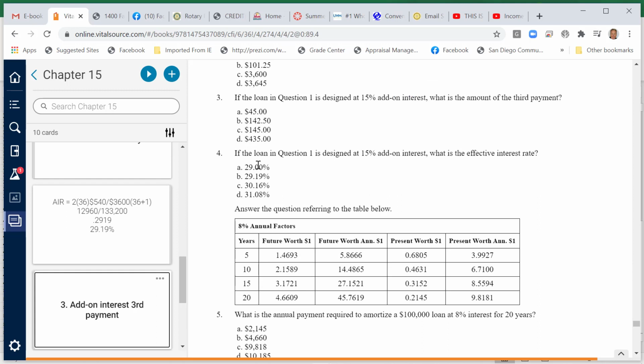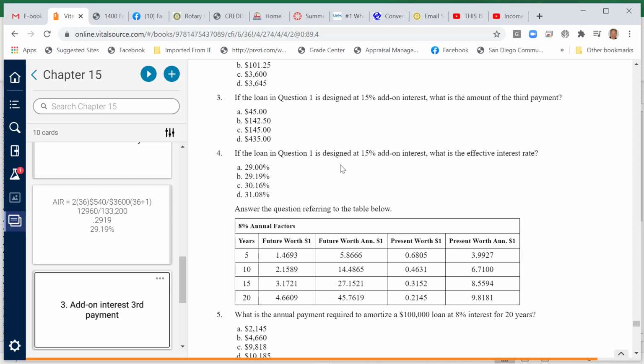Okay, number 4 relates to question 1 also. It says it's designed at 15% add-on interest rate. What is the effective interest rate? Well, there is a way to guess at this, because you remember that what the book says is almost double what you're paying. So if I was going to guess at this, I know my rate is 15%. Double that would be 30%. So which one of these is almost double? Probably going to be this one.